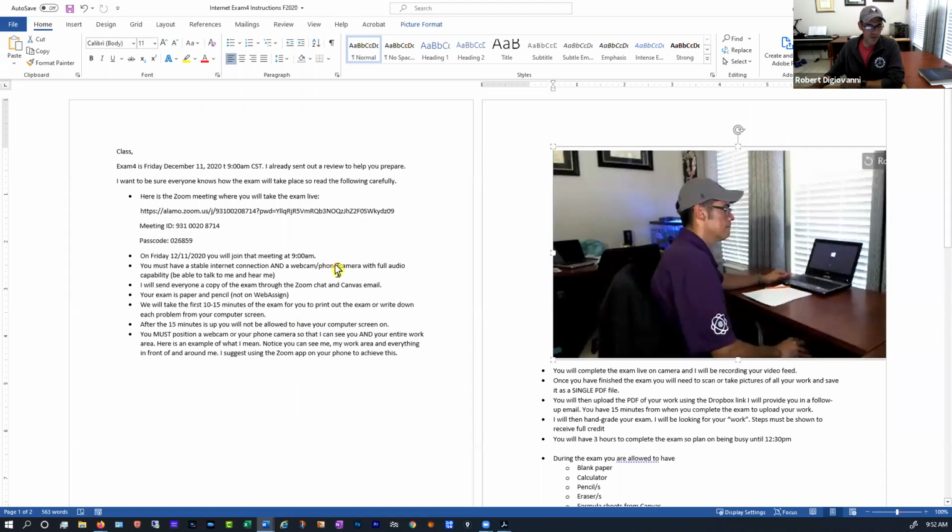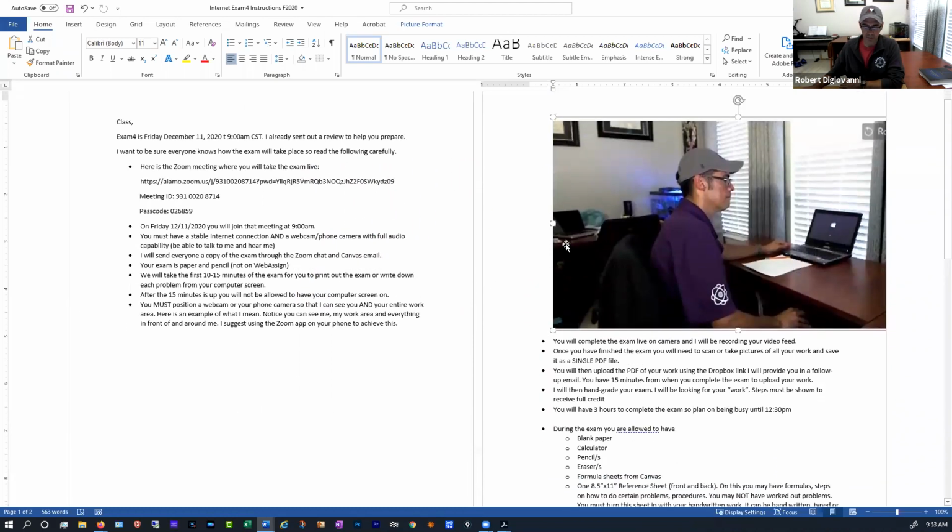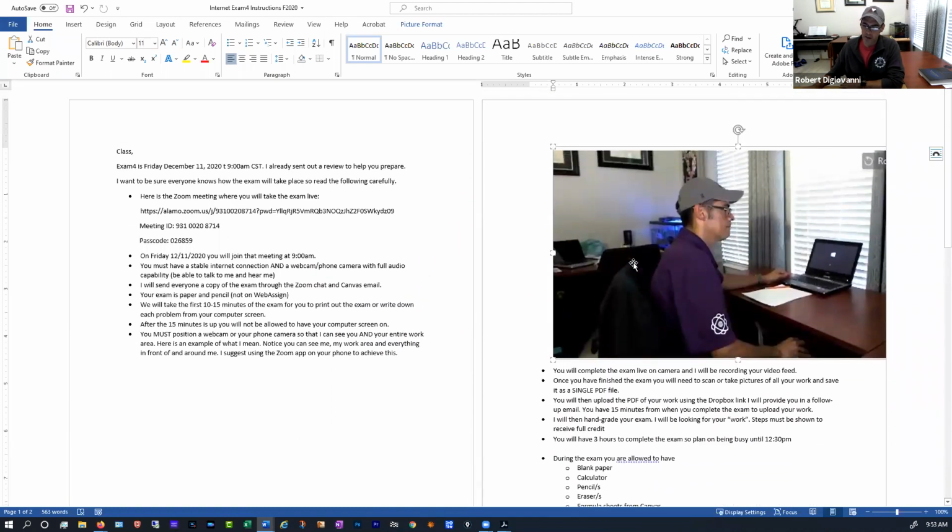So these actually are instructions I sent last semester to students about the 4th exam. But as you can see here, when you take exams 2 and 4 and you have your camera set up, I'm going to expect that in the camera view, I can see you, I can see your entire workspace, I can see what's in front of you. Now, you will not be allowed to have a computer in front of you like I do here, but notice how you can see the whole area.